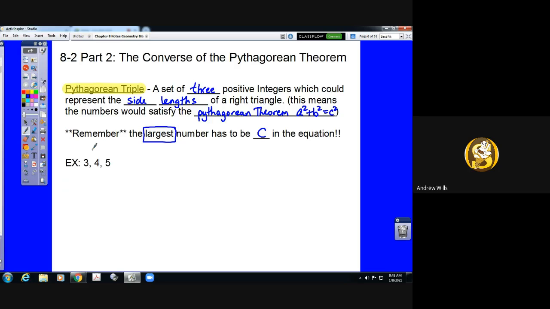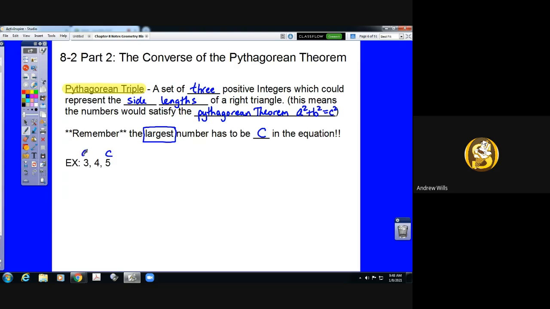Which one of those numbers, you can just tell me in chat. And by the way, remember that the chat is recorded, so I can tell whether or not you're participating. Which of those three numbers, 3, 4, or 5, is your C value? Let's type in the chat. Which one is C? Good. C is 5. The biggest number there is 5, so that's the C.